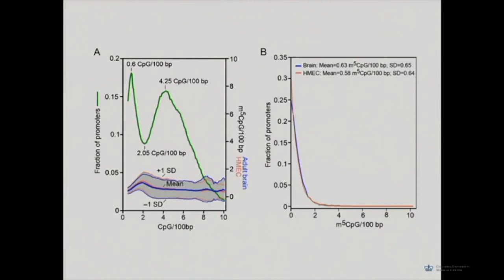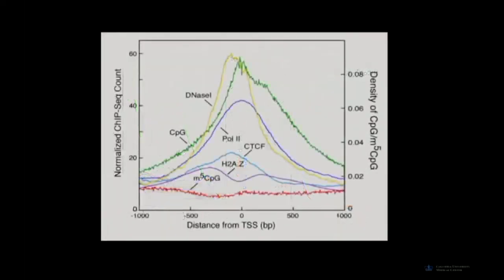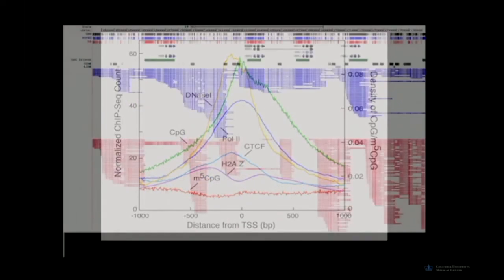If we look at adult brain or human mammary epithelial cells, we find the methyl CpG densities are extremely similar, both here and in this plot over here. I'll describe the artifact that made people believe that DNA methylation controls gene expression during development a little later. And I think I'll skip this.